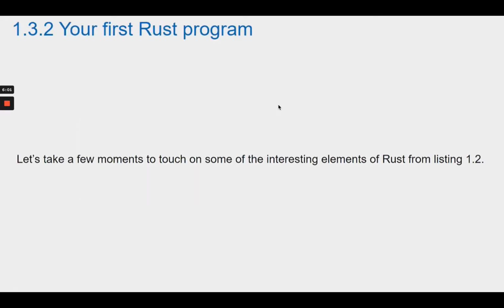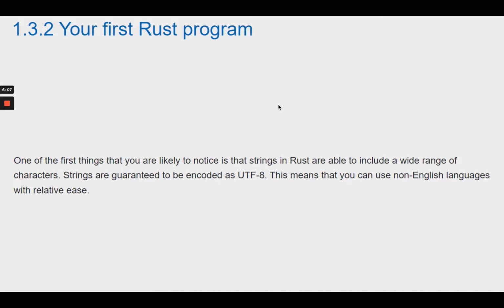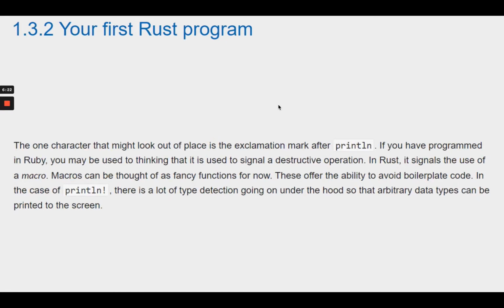Let's take a few moments to touch on some of the interesting elements of Rust from listing 1.2. One of the first things that you are likely to notice is that strings in Rust are able to include a wide range of characters. Strings are guaranteed to be encoded as UTF-8. This means that you can use non-English languages with relative ease.